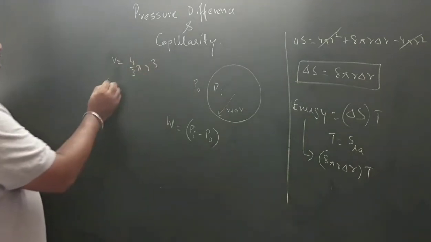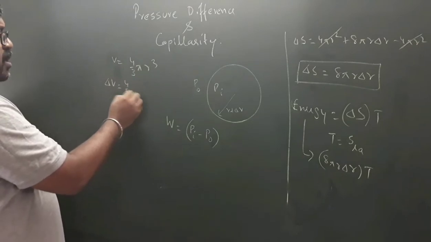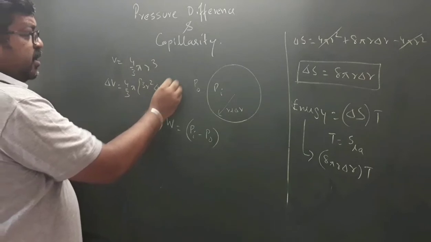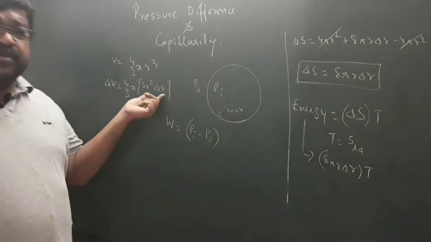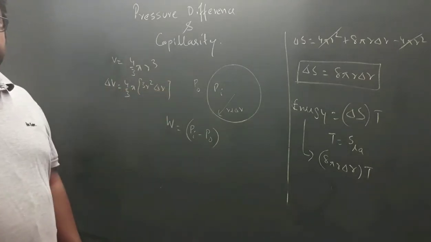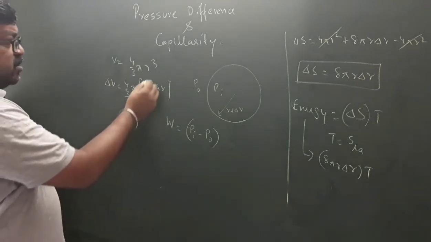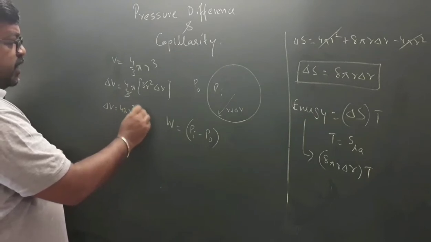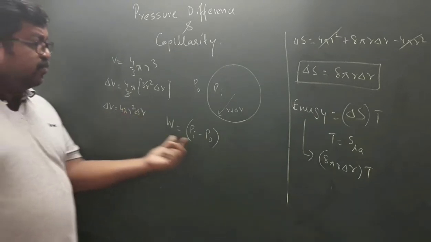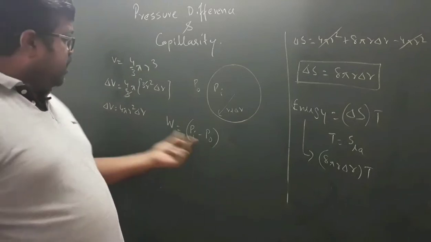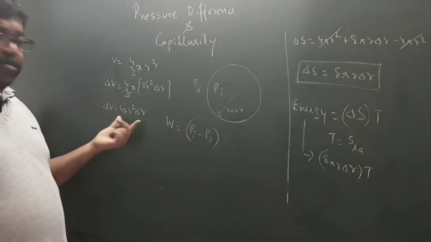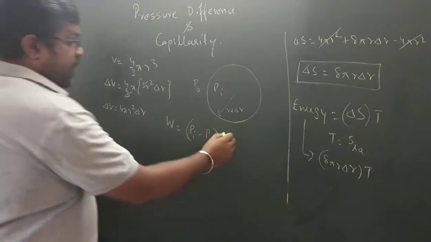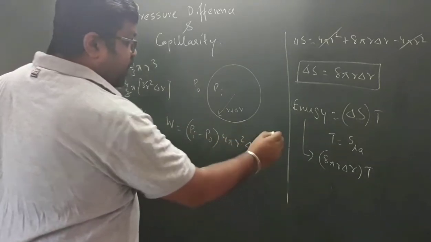So delta V, from 4 by 3 pi r cube, is 3 r square delta r, when the radius changes by delta r. Delta V is the change in volume. This 3 cancels out. So delta V is equal to 4 pi r square delta r. So this is the change in volume. The pressure difference is the pressure against this change in volume. So this is the work done, P delta V, which is P times 4 pi r square delta r.